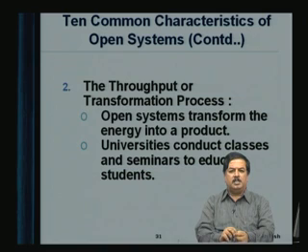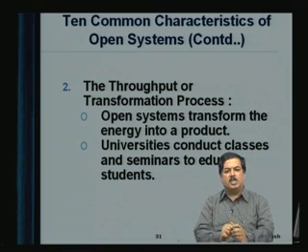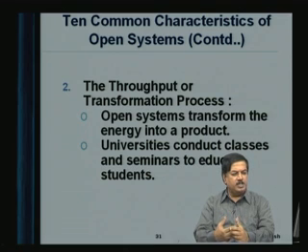And then the next step is throughput. The organization takes this energy and then gets into a kind of transformation process, the throughput process. So the open system transforms the energy into a product or into a service.